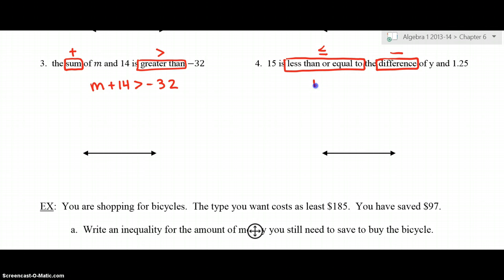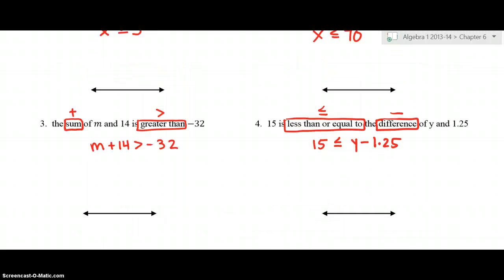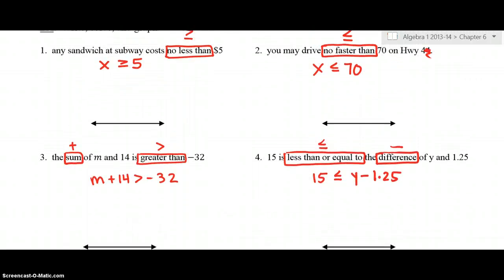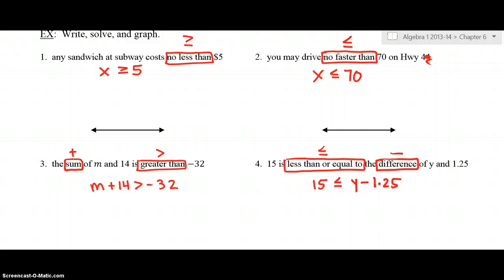It says 15 is less than or equal to the difference of y and 1.25. So that's what you're subtracting. So it should look something like that. Questions? Okay, now the directions said to write, solve, and graph. So go ahead and solve if you need to, and graph all 4 of these.